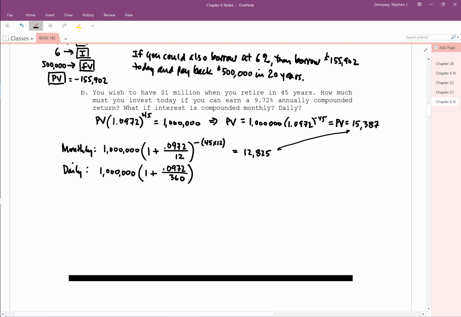Okay, but that's what you'd have after just 1 day. But we're investing it for how many days in 45 years? Well, that would be 45 times 360. So your negative exponent would be that product. And you get 12,608. Not a huge difference from the 12,825, but still a difference. And so more frequent compounding results in higher effective interest rates.